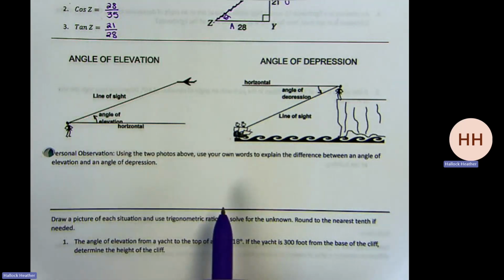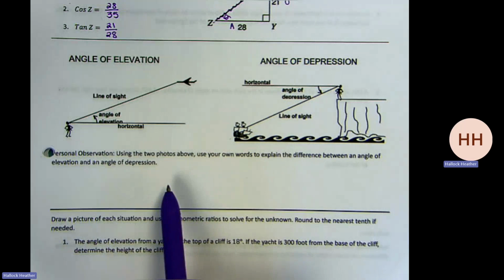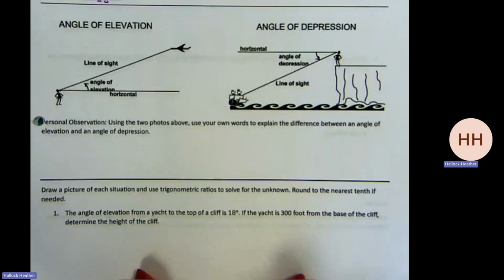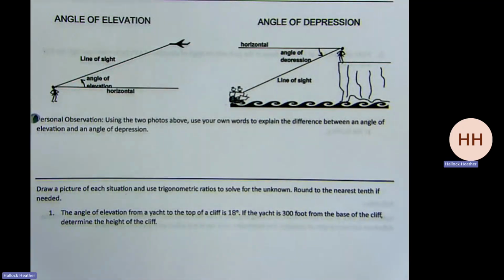So just jot down a little sentence or two about what you think the difference is between an angle of elevation and an angle of depression. Don't overthink it, but whatever you think makes the two different from each other. We're going to reflect on that. We're going to do word problems. I want you to make that hypothesis because we're in science class today.